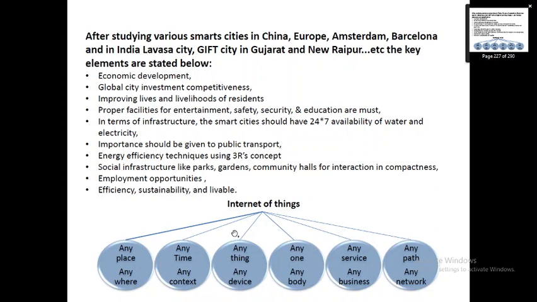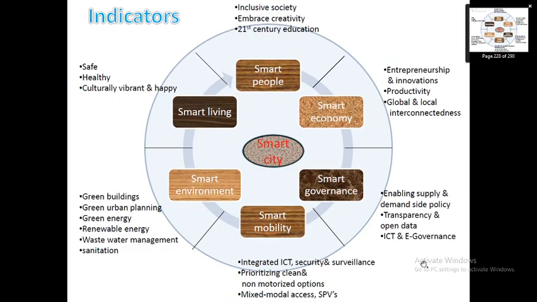So, Internet of Things: anywhere, any place you can get, anytime, any context, any device, anyone, anybody, any business, any network, in any path. So, this could be achieved by means of the smart city. Smart city indicators are about six indicators. So, smart people, that is, people having a good online platform of learning, and learning becomes socially inclusive for everyone with embracing creativity and education.